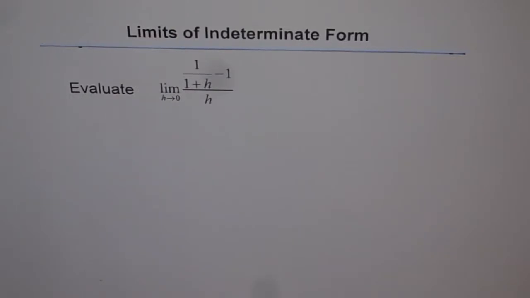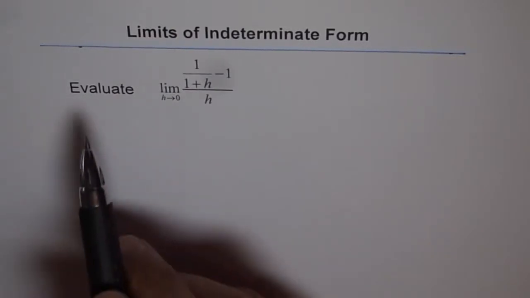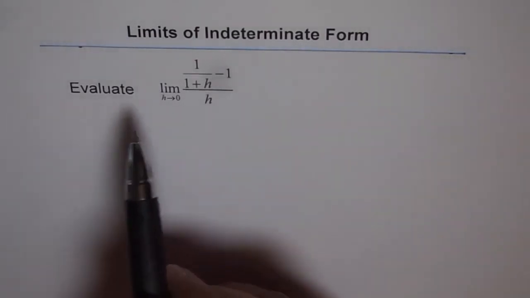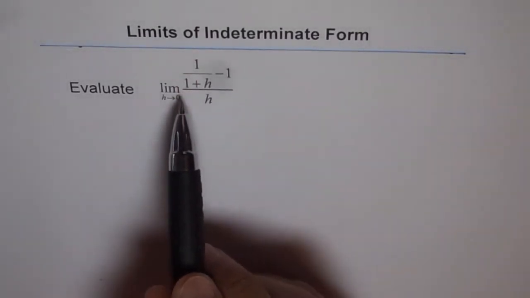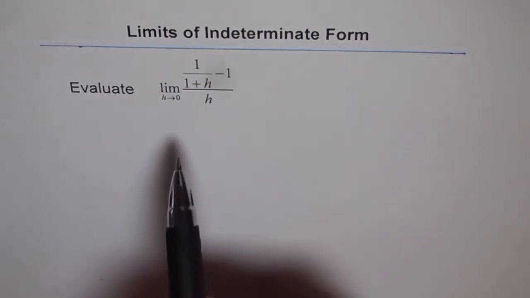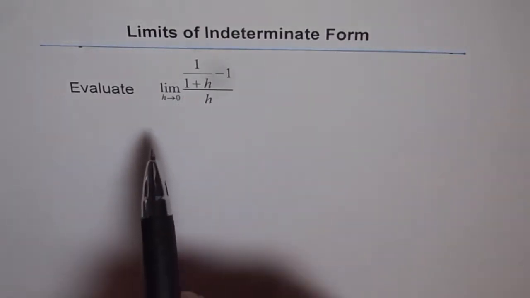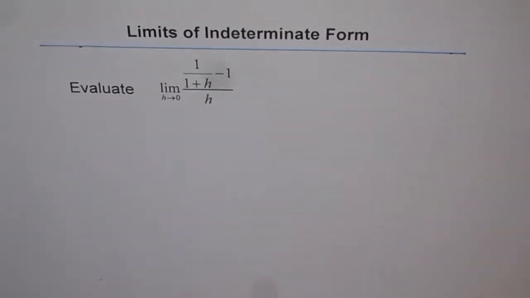Limits of indeterminate form. Evaluate the limit of the function (1 over 1 plus h minus 1) divided by h as h approaches 0.